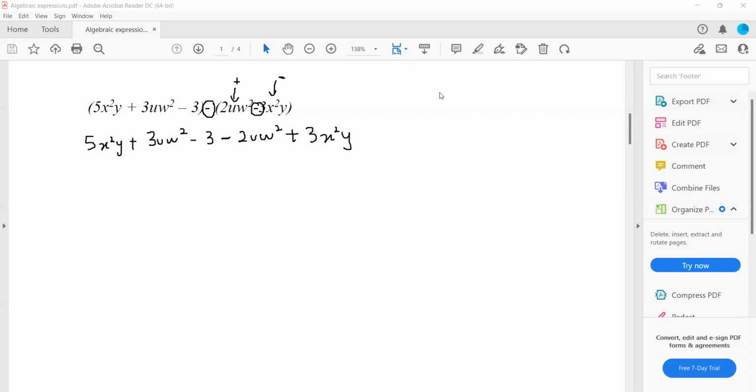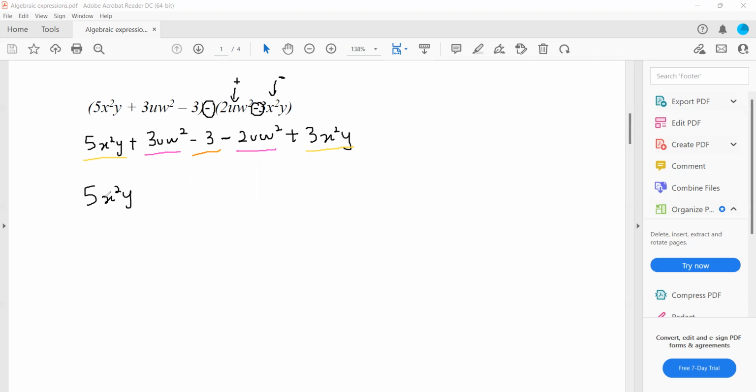Okay, then after that, as usual, we have solved the bracket. We want to group them together. So let's underline the like terms. So we've got x squared y, and then we've also got 3x squared y. Okay, next we've got uw squared and also uw squared, and we've got another term here, which is the minus 3. So this one doesn't have any alphabet attached to it. So this will actually be our constant. So let's group them together now.